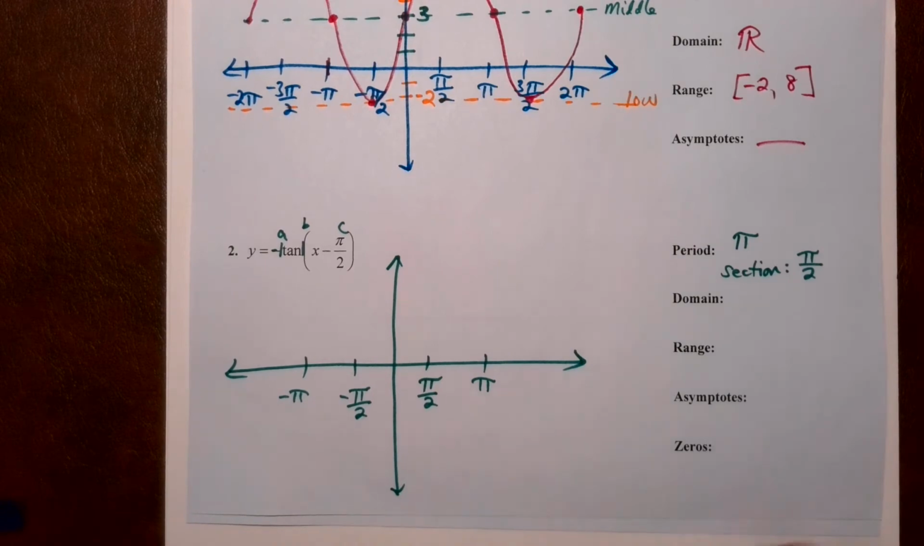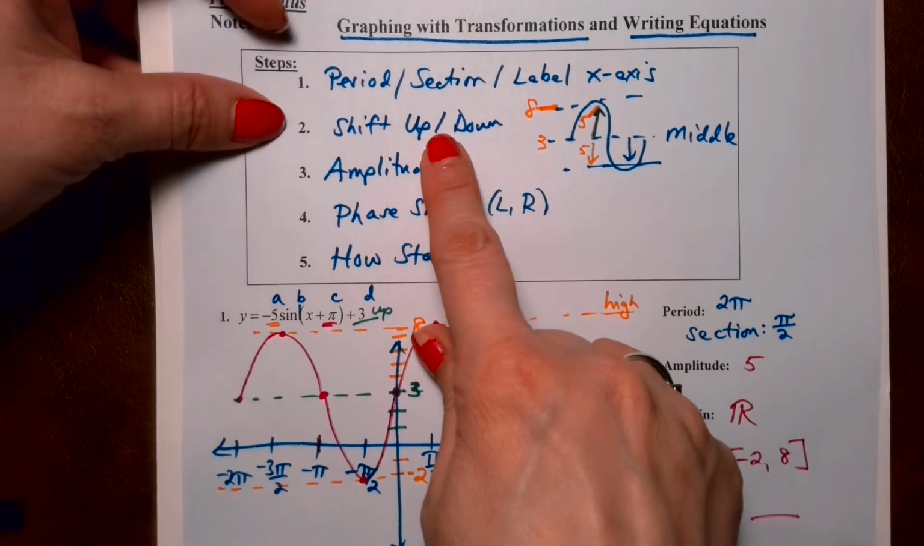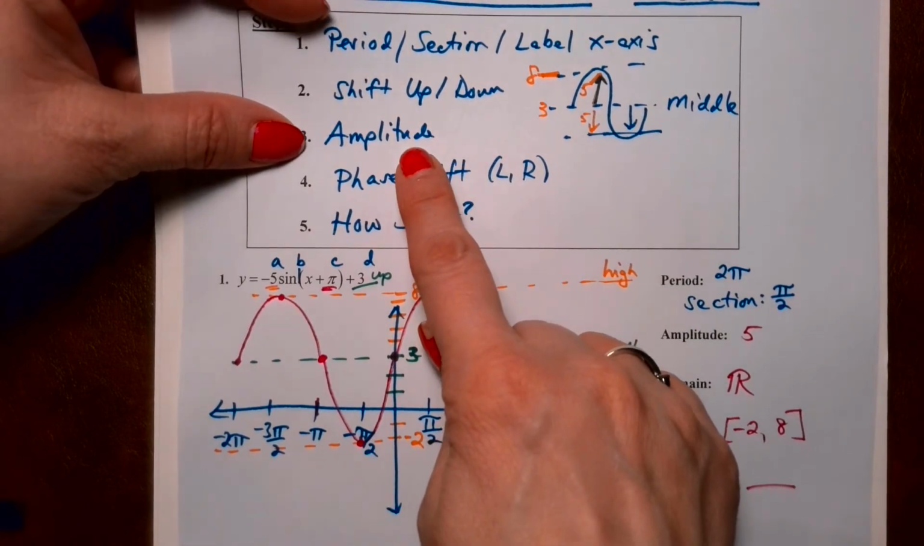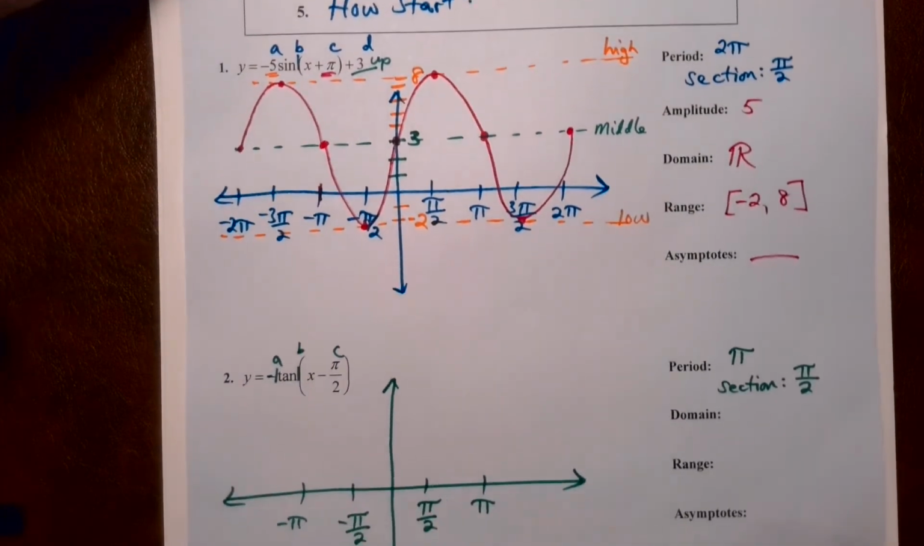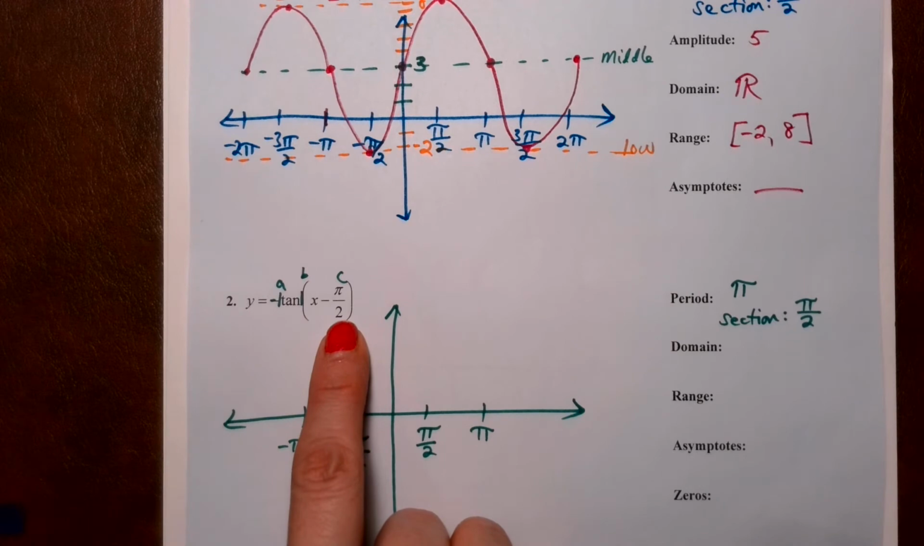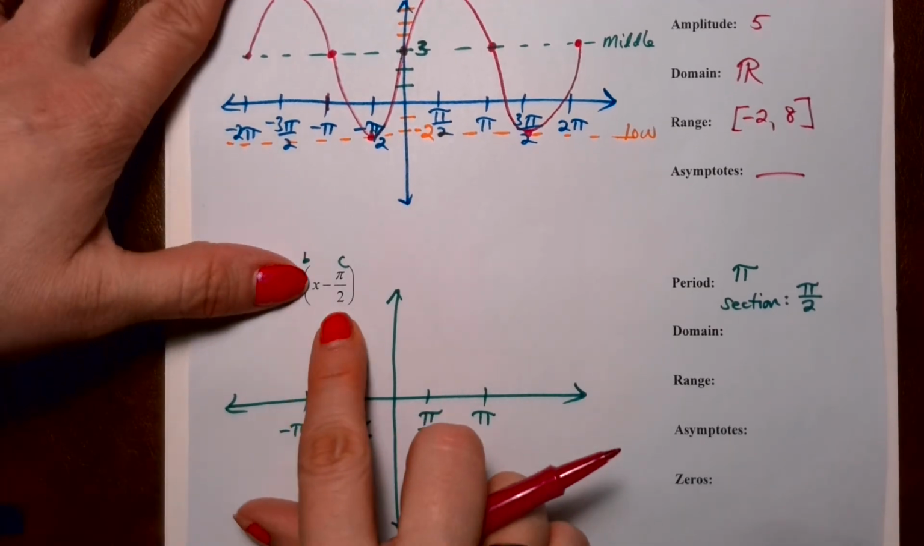Let's see. Where were we? We did our period. Is there any shift up or down? No. Tangent doesn't really have amplitude. It would have some stretching, but I don't believe it does. So let's go to phase shift. We're going to shift pi over 2 which way? Pi over 2 to the right.